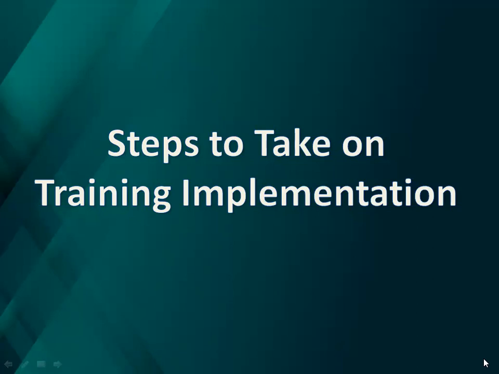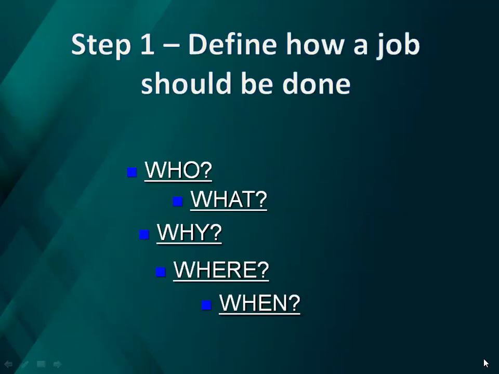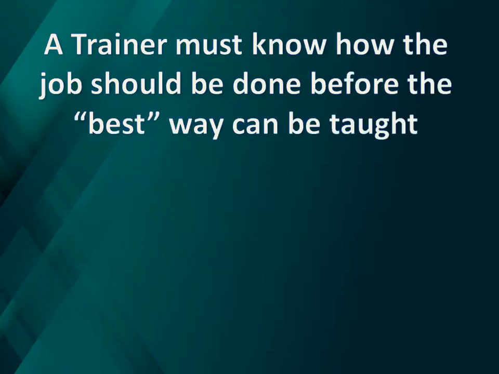Steps to take on training implementation. Step 1. Define how a job should be done. Who, what, why, where, and when. A trainer must know how the job should be done before the best way can be taught.